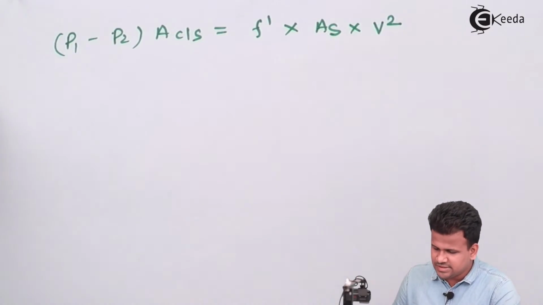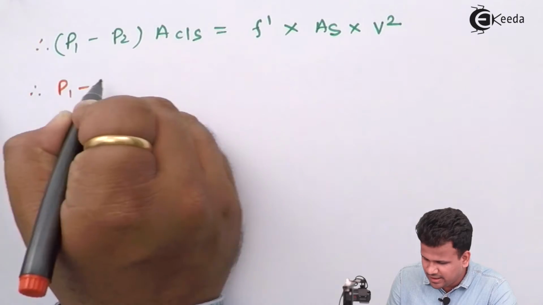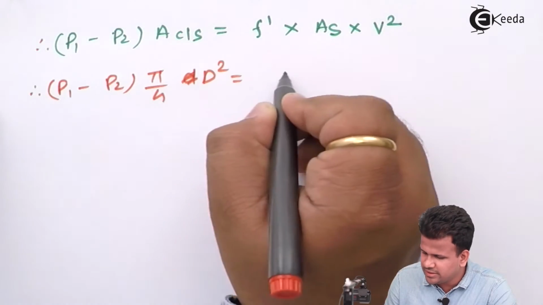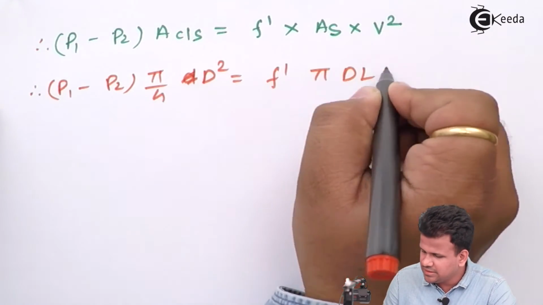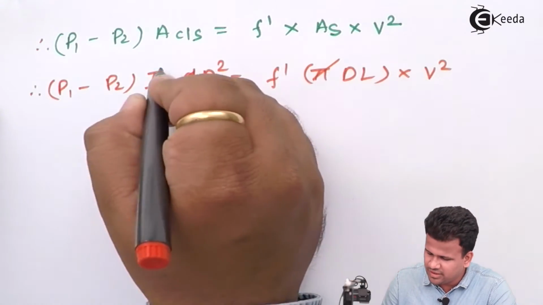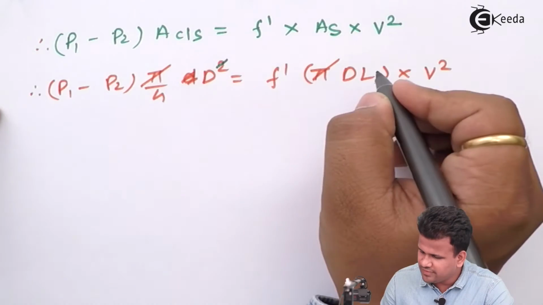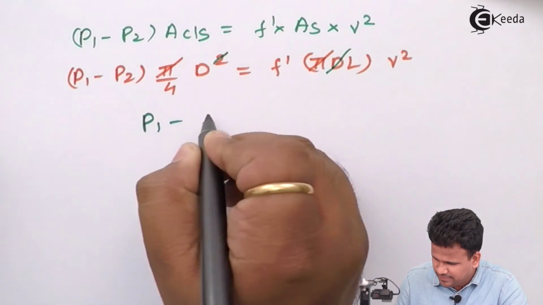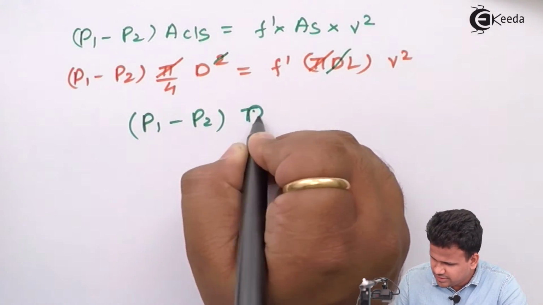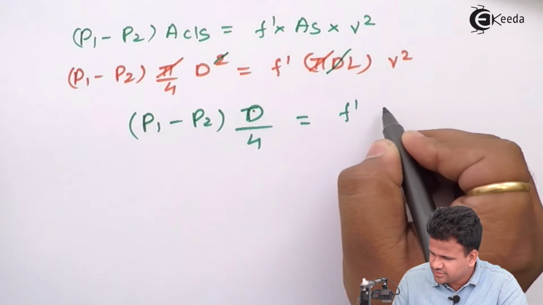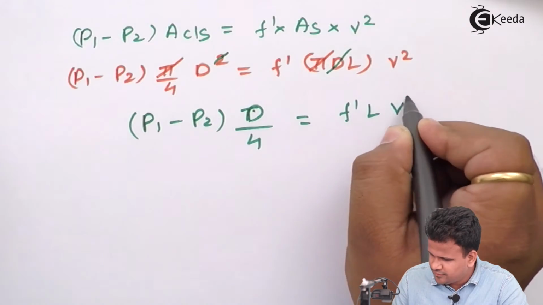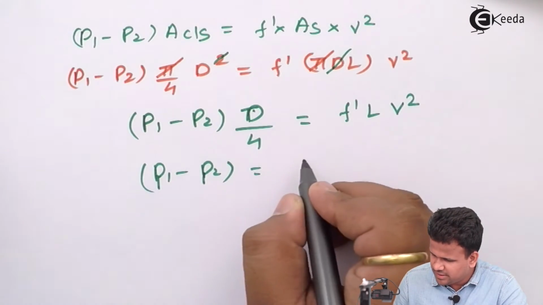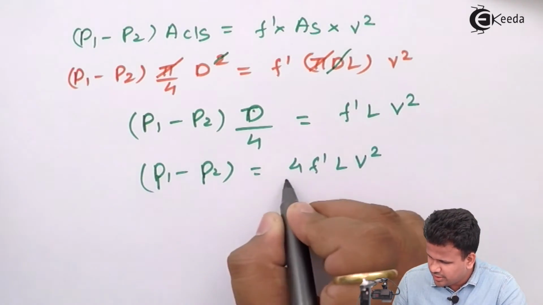So what do we get this as? Therefore P1 minus P2 into pi by 4 D square, I'll write this as capital D square, will be F dash pi D L into V square. The value of pi and pi will go away, and one value of D will go away. So what we get after evaluating this, that is P1 minus P2 into D by 4 is equal to F dash L V square. So P1 minus P2 will be equal to 4F dash L V square upon D.